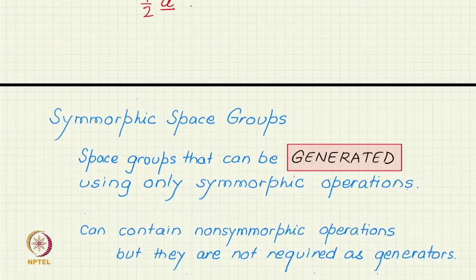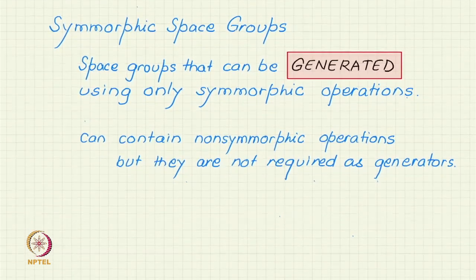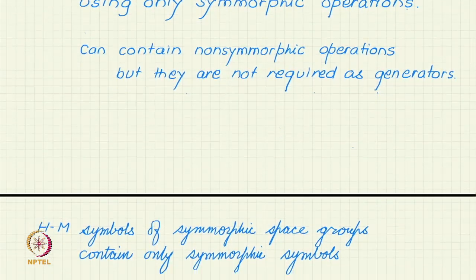I emphasize that generated is important. Sometimes there is a misconception that symmorphic space groups do not contain screw or glide. That is not true. They may contain screw or glide, but screw and glide operations are not required as generators. They can be generated purely by symmorphic operations. This will become clearer when we look at some examples.